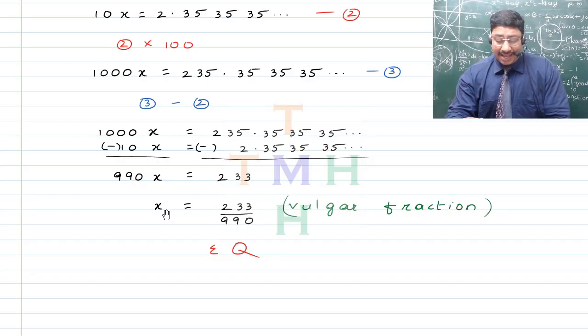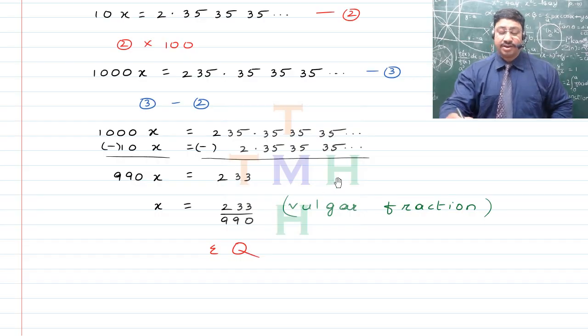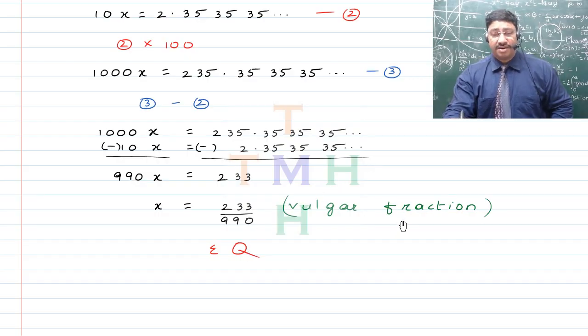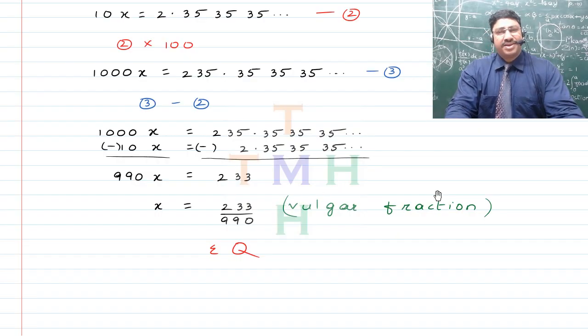As such, x as a vulgar fraction from a recurring decimal is actually 233 divided by 990, and as you see this is in the form of a fraction, and this is perfectly following the definition of a rational number, that is, it is in the form of p upon q, where p and q are from the set of rational integers, q is not equal to 0 and p and q are coprime. As such, you can say that this is an element of rational numbers, and thus you've converted the recurring decimal to a vulgar fraction. So is this clear with everybody?